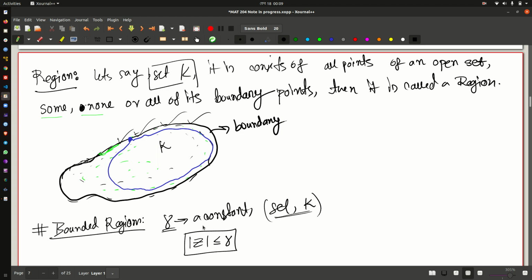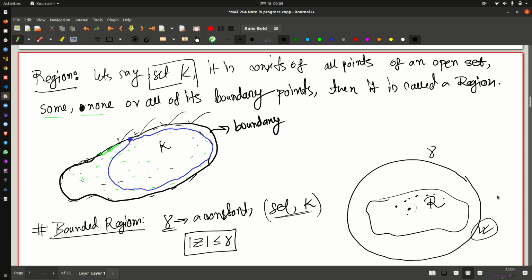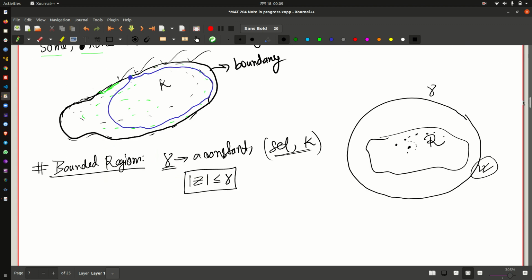That means let's say you have a region like this, and let's call it R, and let's say this gamma is defined on a circle like this. Any point's modulus you take will lie inside this region, and it is obviously less than this gamma. This can be thought of as a zoomed in picture. So that is the definition of a bounded region.